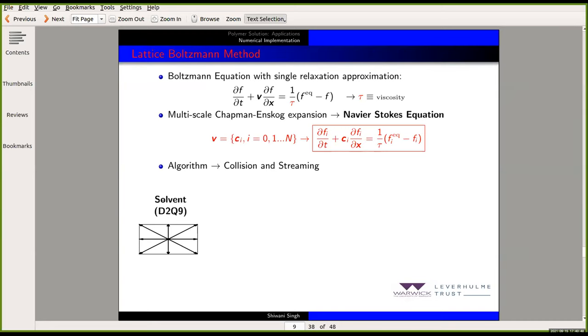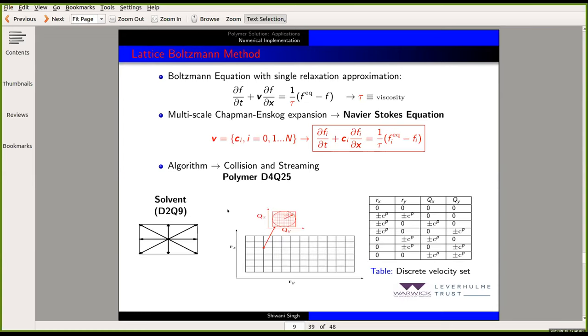For the solvent phase, we are considering a two-dimensional problem and modeling the solvent with the D2Q9 model, which consists of the zeroth velocity, the neighboring velocities, and the next nearest neighbors. Now, to recall, our polymer is described by a two-particle distribution function. So in order to solve a two-dimensional problem, we need to consider a four-dimensional lattice. How I visualize this is that there is a two-dimensional lattice for the polymer, and at each node there is another two-dimensional lattice which controls the conformation of the polymer. So we are considering the D4Q25 lattice, and these are the discrete velocities for this lattice.